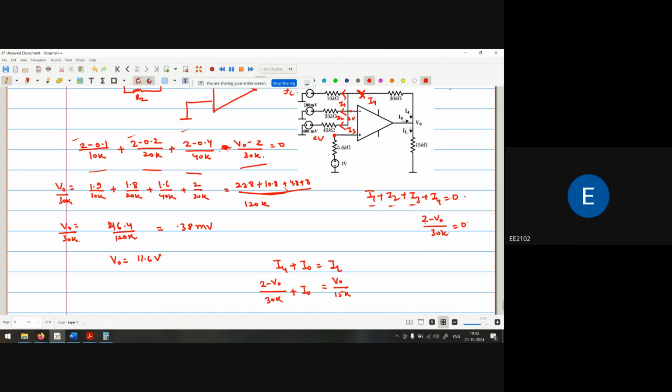V out is equal to minus RF by R1 into V1, minus RF by R2 into V2, minus RF by R3 into V3. You can use this formula to calculate V naught. After V naught is calculated, you can calculate I naught, I4 and IL. Okay, so either way the answer will be the same.